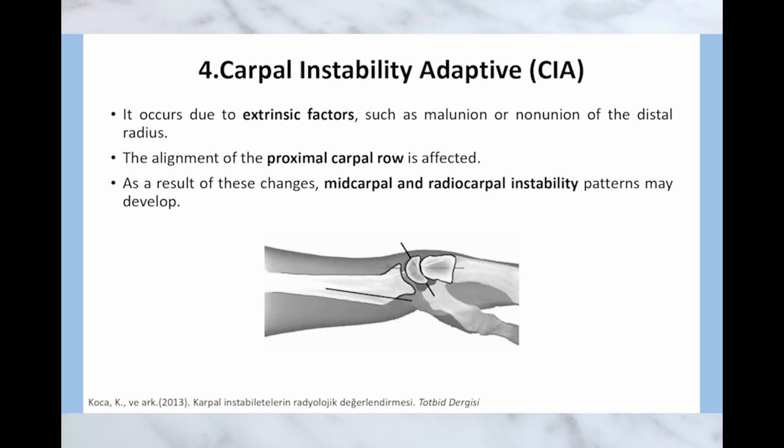And then there's one more category, adaptive carpal instability, CIA. This one sounds like the instability is a result of something else, not just a ligament injury itself. Right, exactly. So adaptive carpal instability is when the instability develops because of something going on outside of the carpal ligaments. A classic example is a malunion or non-union of a distal radius fracture. Okay. So if that radius bone doesn't heal properly, it changes the way the proximal row sits and moves. And that leads to instability, either at the radiocarpal joint between the radius and the carpals or at the midcarpal joint between the two rows.